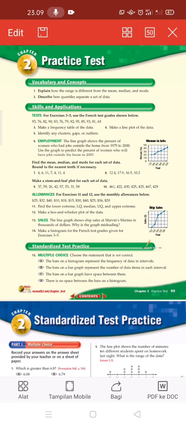12. Make a box-and-whisker plot of the data. 30. Select the line graph showing ship sales at Morfits Marina in thousands of dollars. Which graph is misleading? 40.